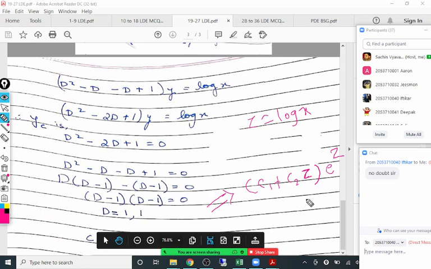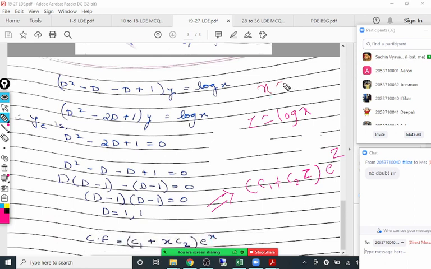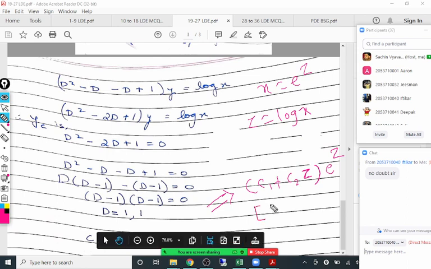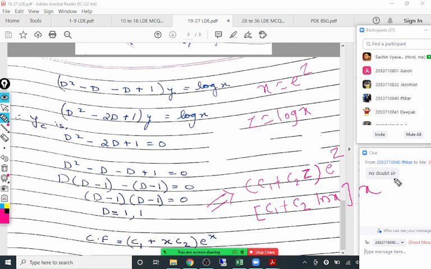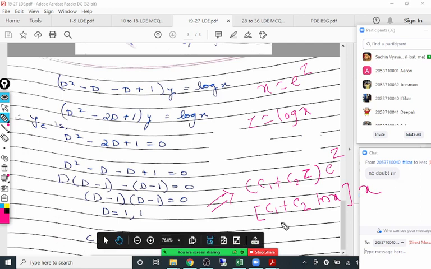Is it Z is log X or X is e raised to Z? So Z is log X, correct. So the correct answer is C1 plus C2 ln X, and e raised to Z is X. So this is the correct answer. This is the CF for that question.